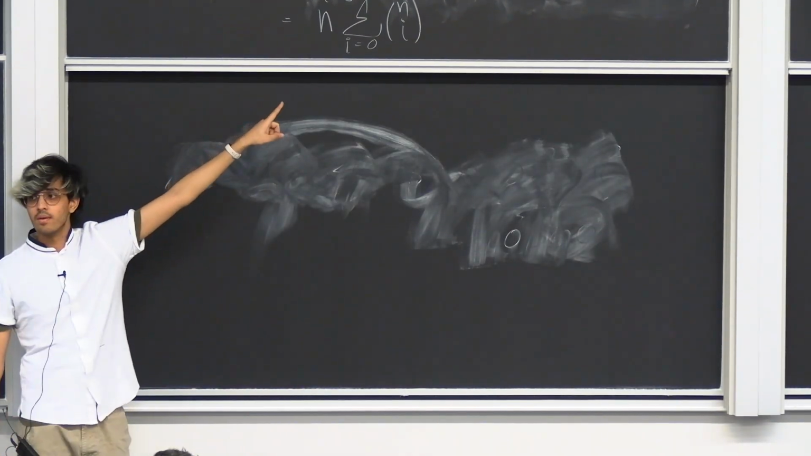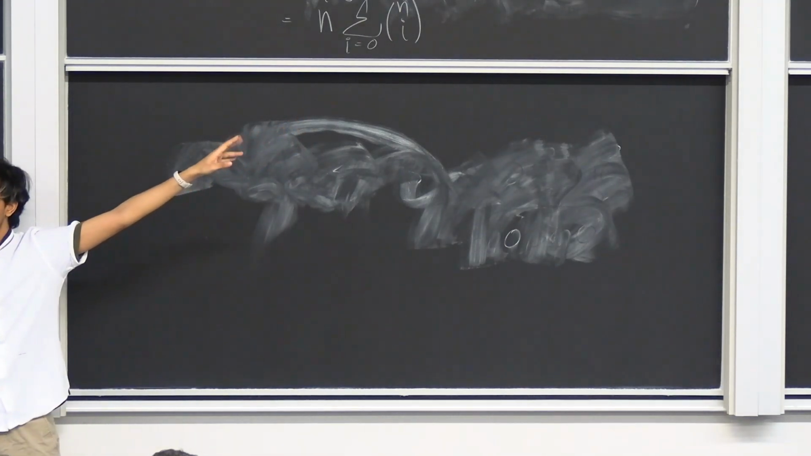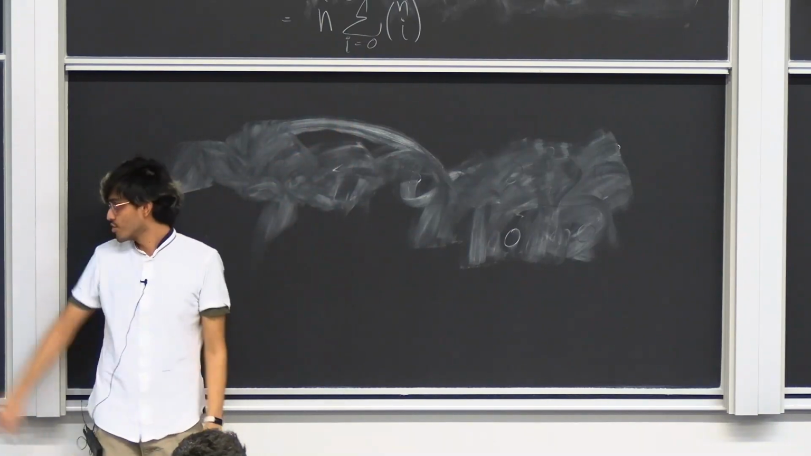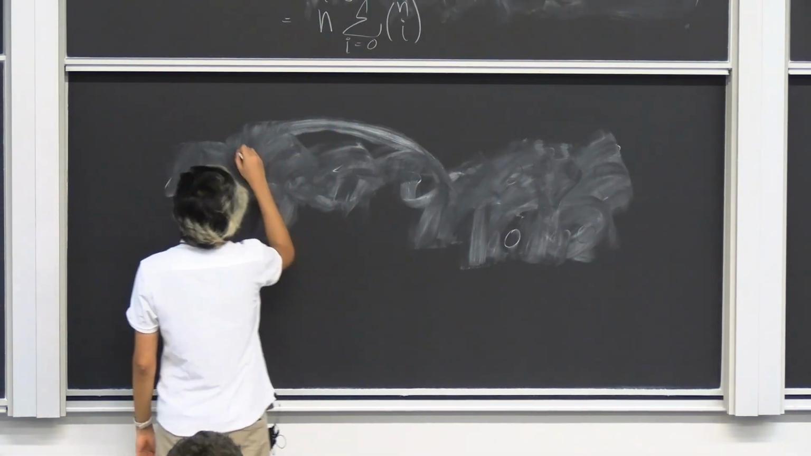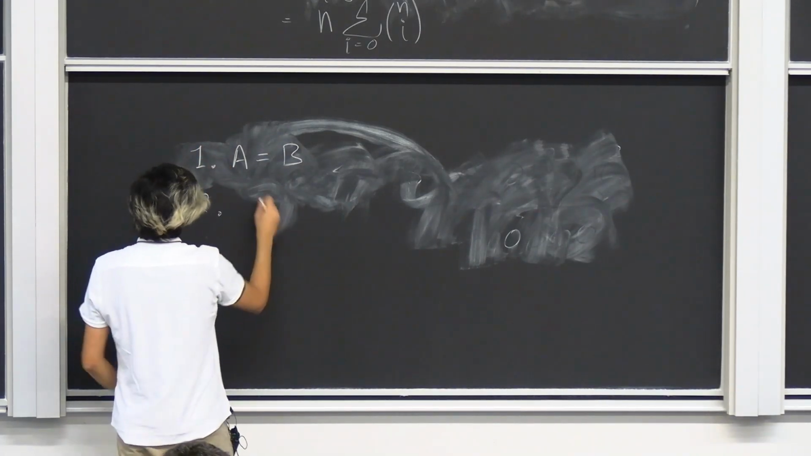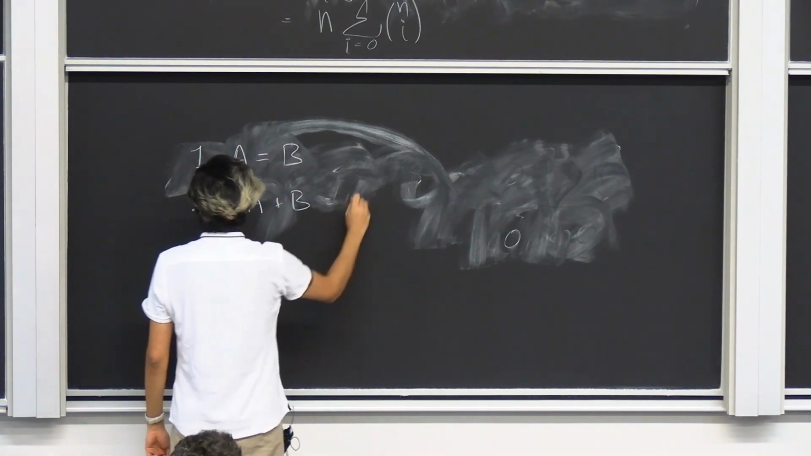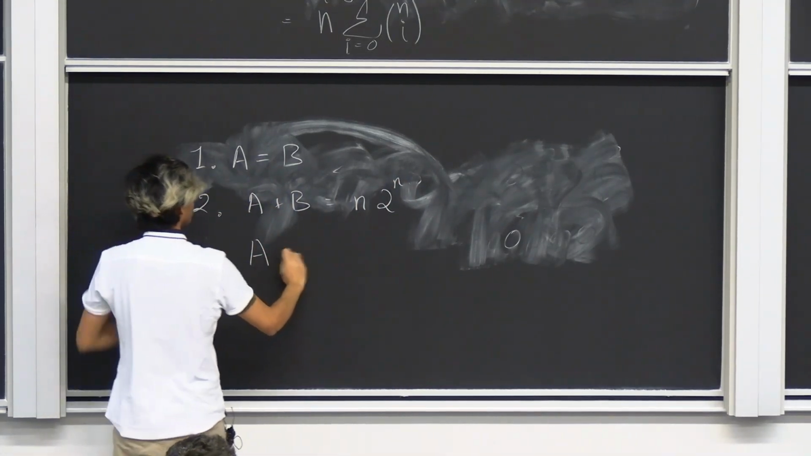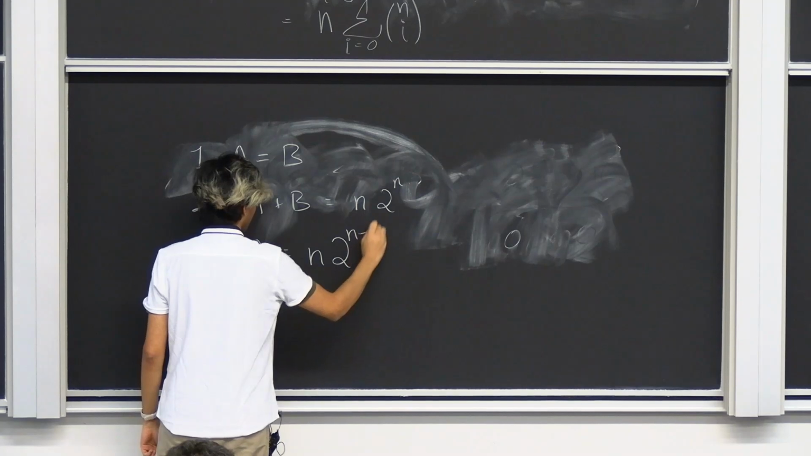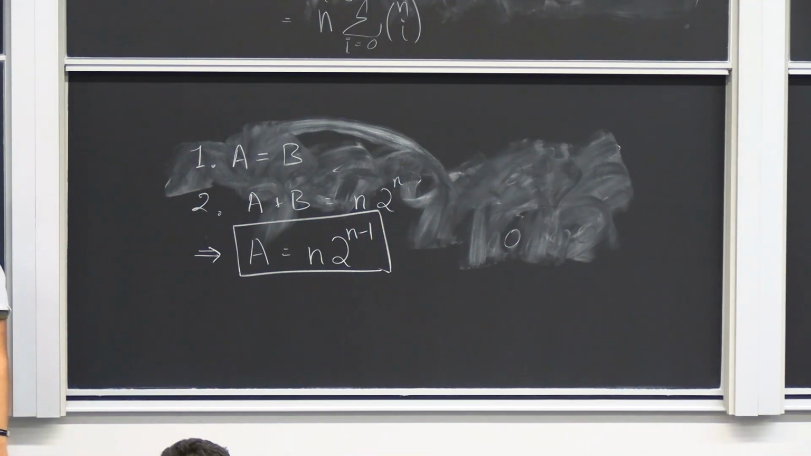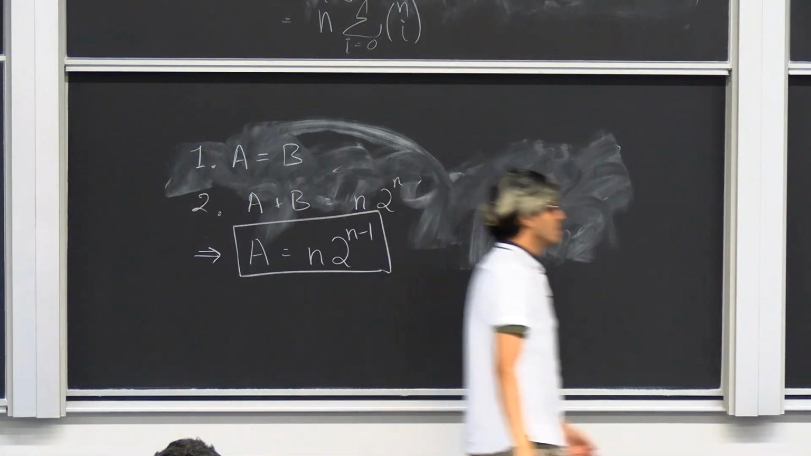Okay. What's the last step? We have this summation. Well, we still need to simplify this summation, which we know is 2 to the power n. So we have a plus b. There's two things. We have a equals b, and we have a plus b is n times 2 to the power n, which implies the summation that we want, A, is n times 2 to the power n minus 1. Okay? Cool.